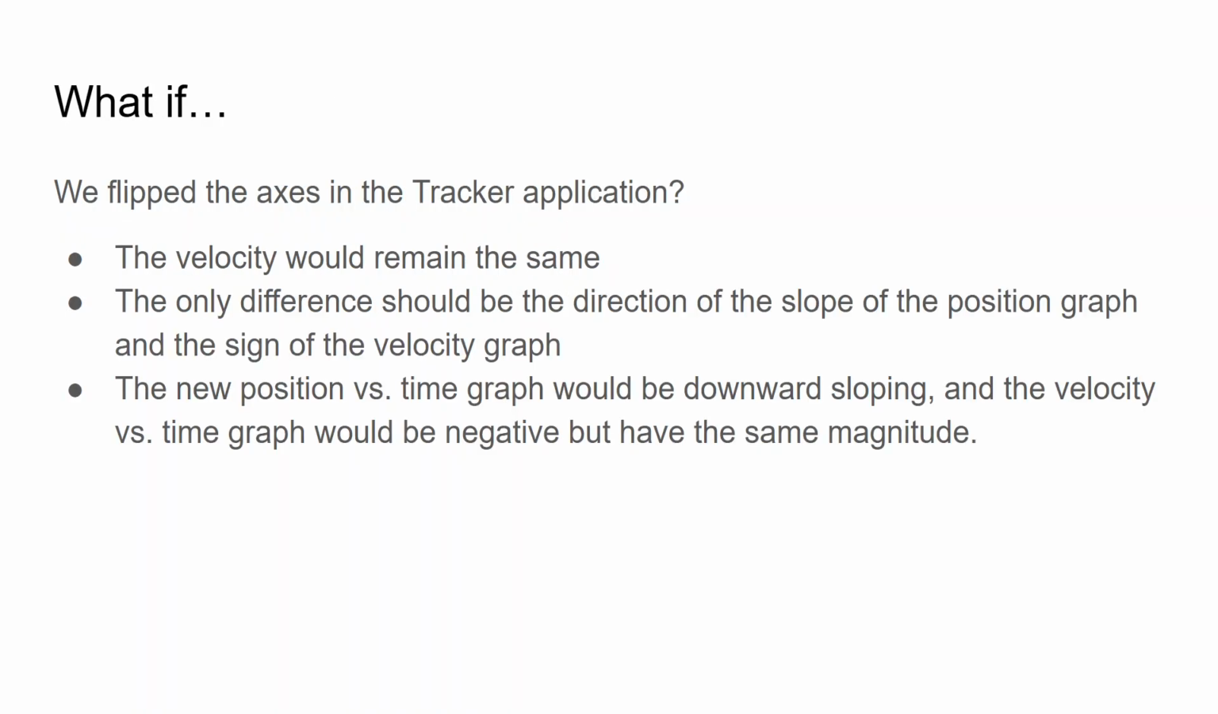What if we flip the axis in the tracker application? The velocity would remain the same, just in an opposite direction. The only difference would be the direction of the slope in the position graph and the sign of the velocity graph. The new position versus time graph would be downward sloping, and the velocity versus time graph would be negative but have the same magnitude.